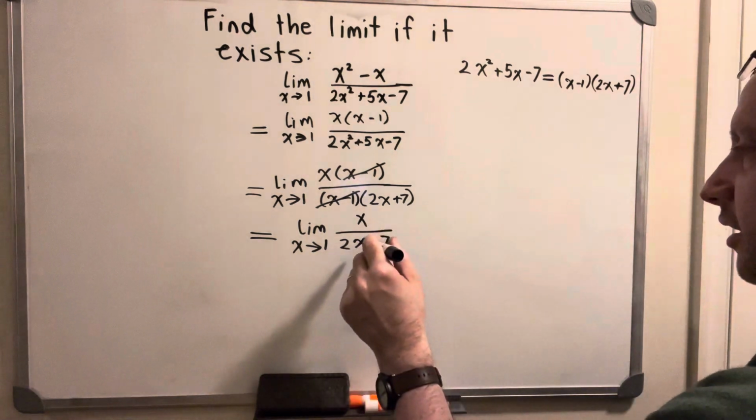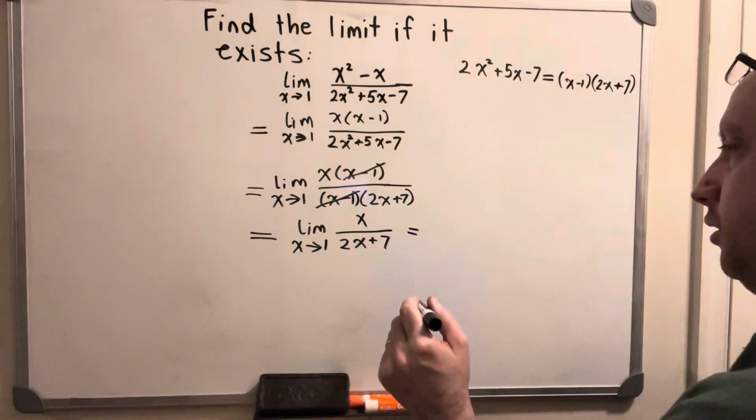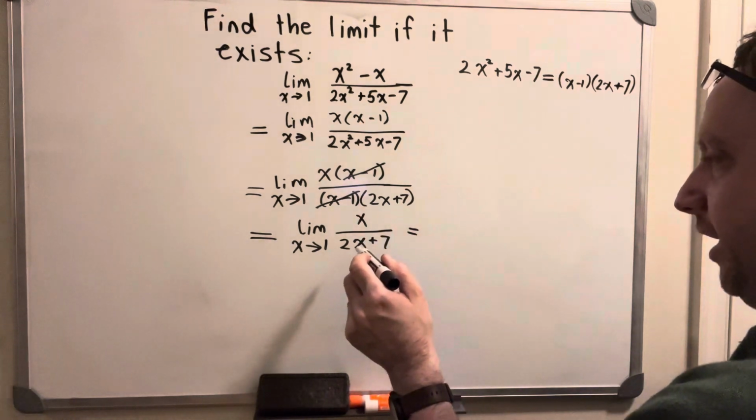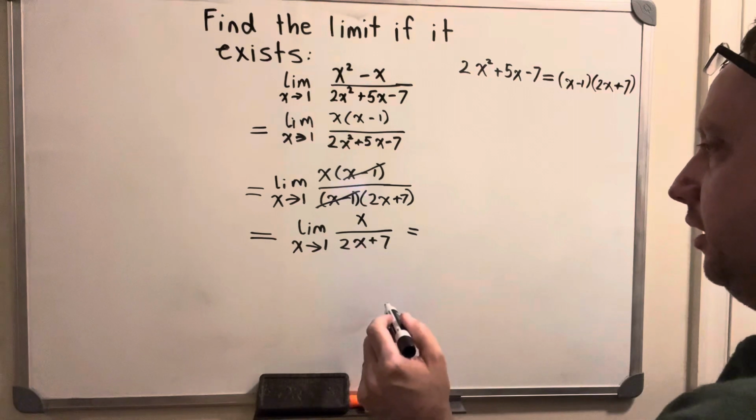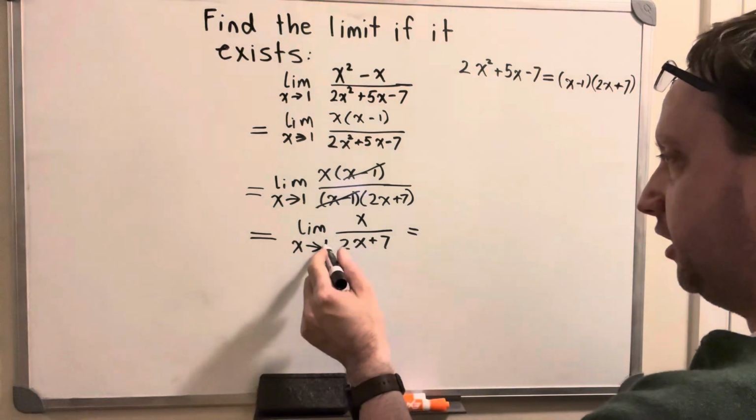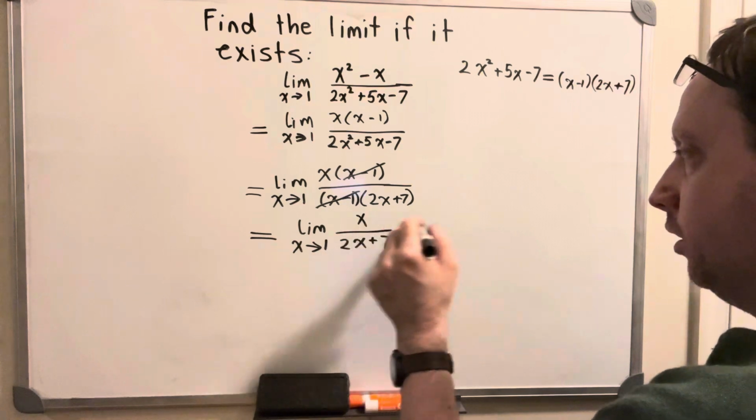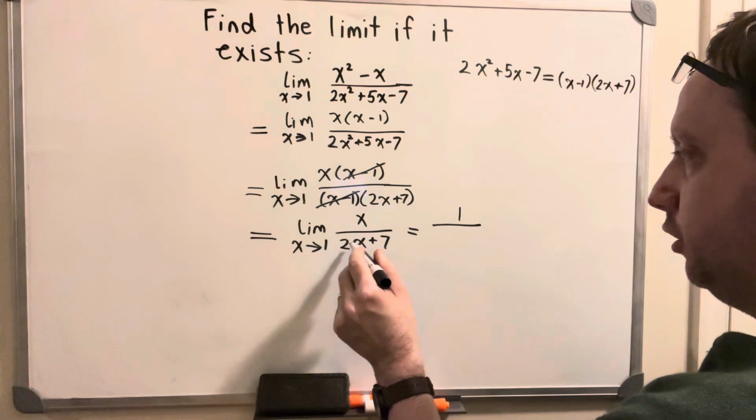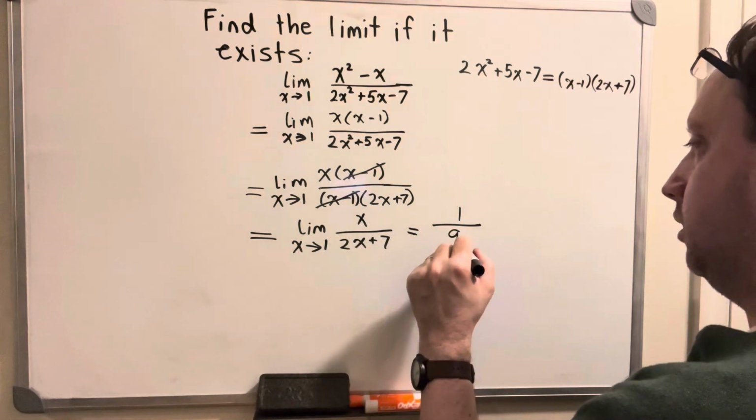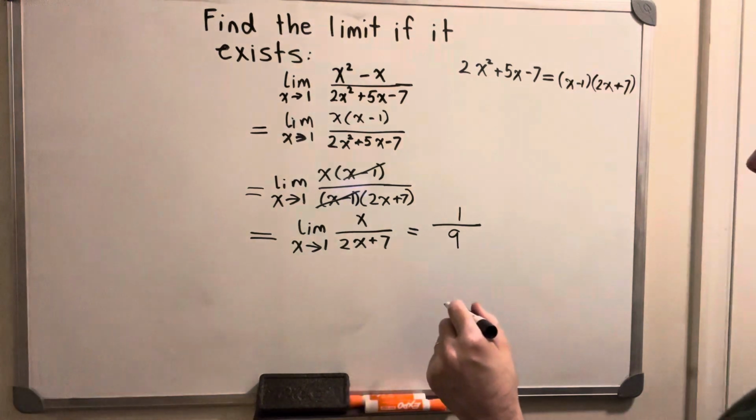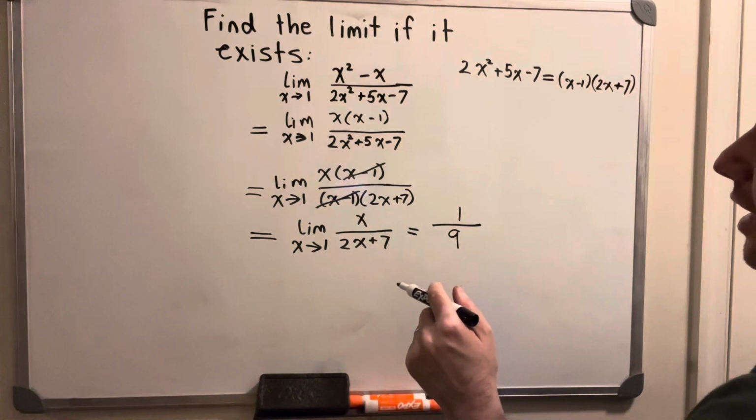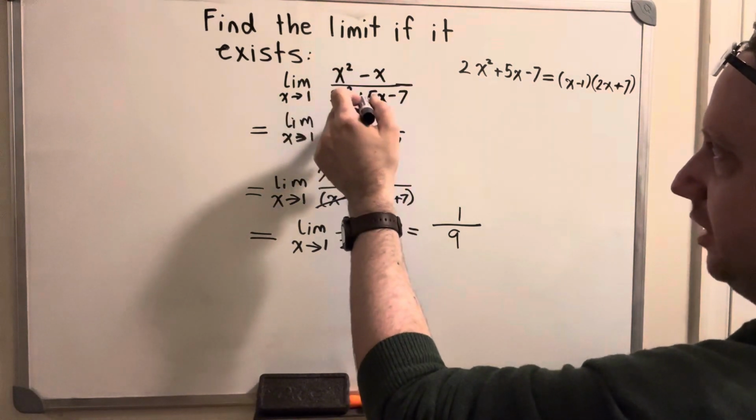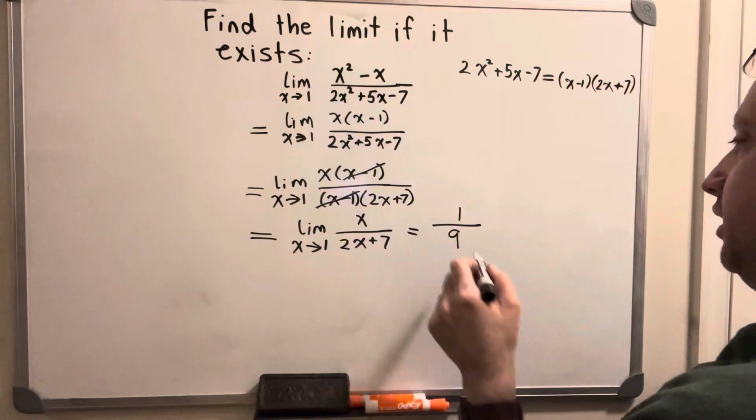And now, since there's nothing that approaches an undefined value, we can plug in the target value right here. We can see what this function equals at 1. So this is 1 over 2 times 1 is 2, 2 plus 7 is 9. 1/9. So that means that the limit as x approaches 1 of this function, x squared minus x over 2x squared plus 5x minus 7, is 1/9.